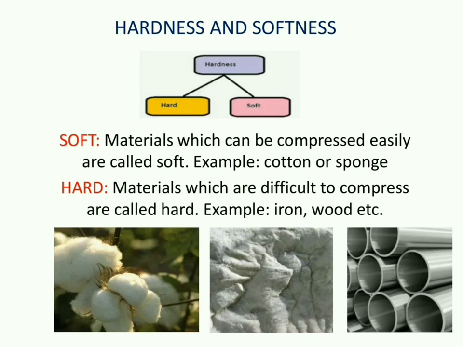The next property is hardness and softness. When we press different materials with a hand, some of them may be hard to compress while others can be easily compressed. Materials which can be compressed or scratched easily are called soft materials, while some other materials which are difficult to compress are called hard. For example, cotton is soft while iron is hard.